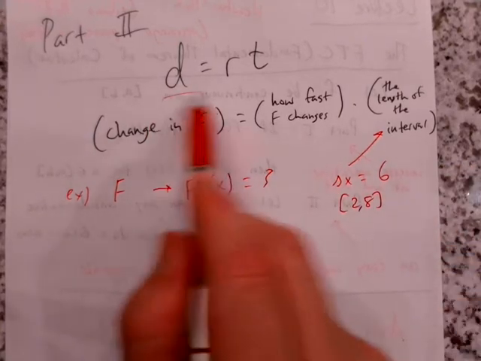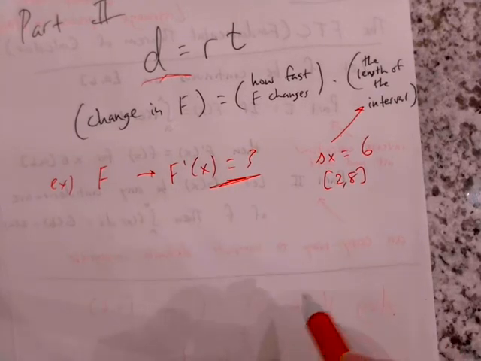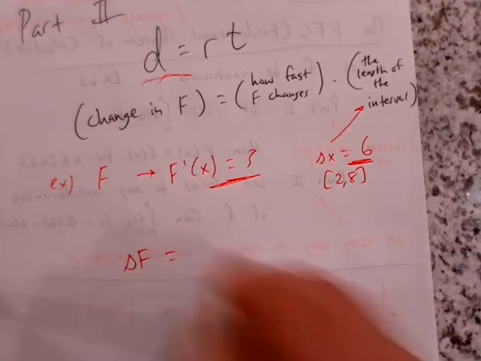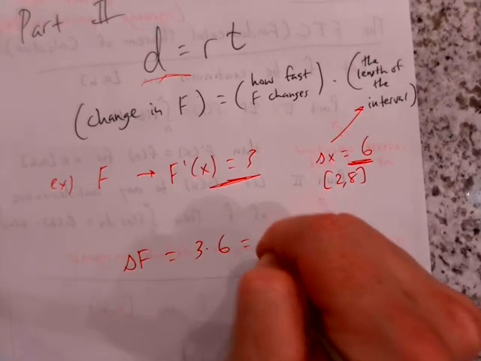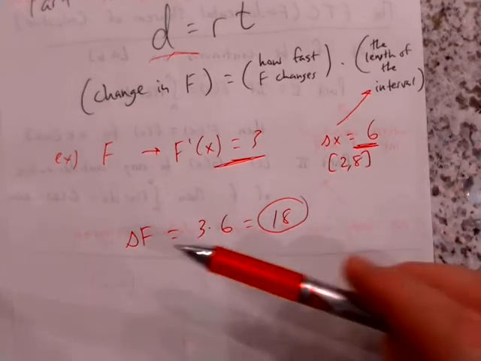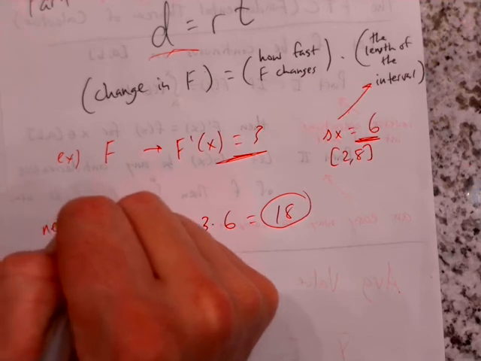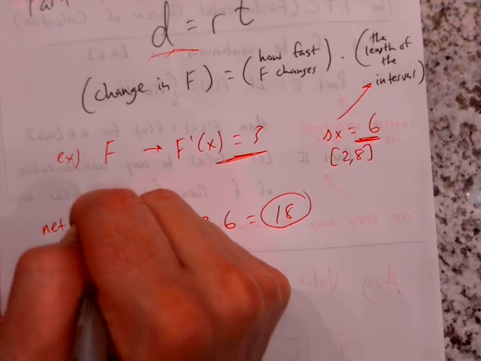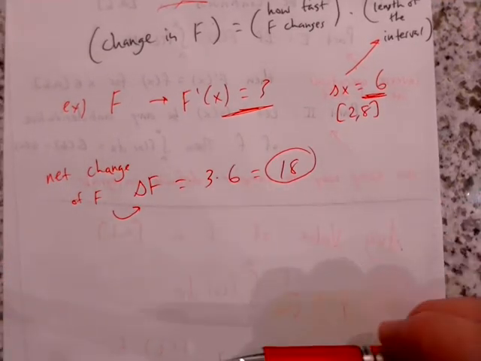Well, how much did your function change by? If it's going up 3 for every x value over, and it was doing that for 6 x values, the change in f is just 3 times 8. Or sorry, 3 times 6. Right? The net change of f, how much your function changed, is just how fast it was changing times how long it was changing for.